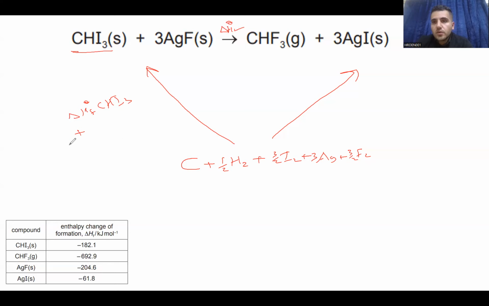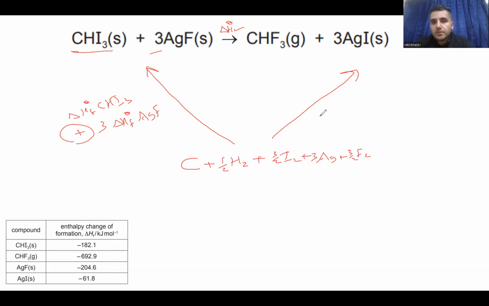What do we have also on this arrow? We got plus, we got AgF. So this is delta H of formation of AgF, right? But how many moles of it? We have 3 moles, don't forget, so we multiply it by 3. That's it. We don't have other reactants, so we move to the products.